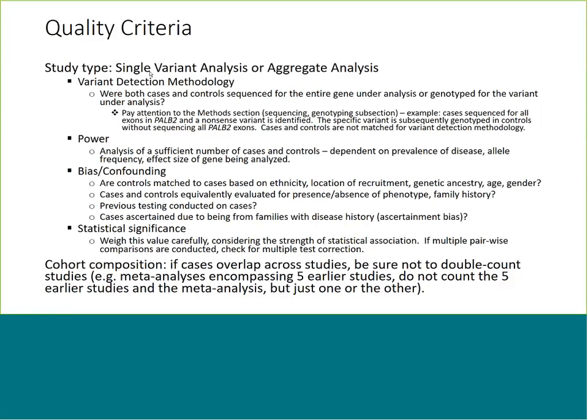So for variant detection methodology, this is one quality criteria we look at where we ask the question, were both cases and controls sequenced for the entire gene under analysis or genotyped for the variant under analysis? And what we mean by this is if you end up seeing a study, for instance, where all of the cases were sequenced for a particular gene, one loss of function variant was found, and then that particular loss of function variant was then genotyped in a bunch of controls, and they ran statistics on the controls with the one variant versus the cases with the one variant, those would not be matched because there may be other variants that could exist in the controls that would increase the control count and potentially cause a statistically significant association to no longer be significant. And so those would not be matched.